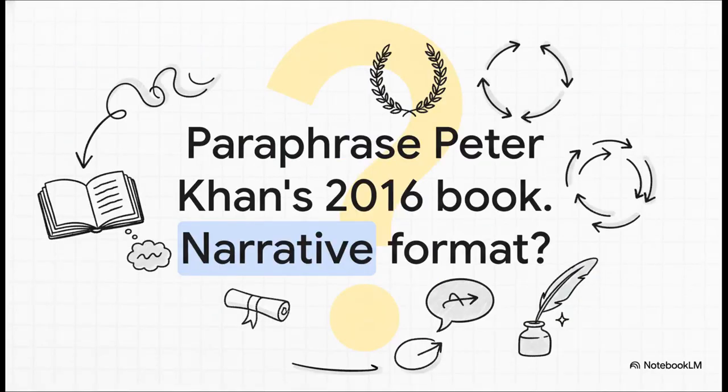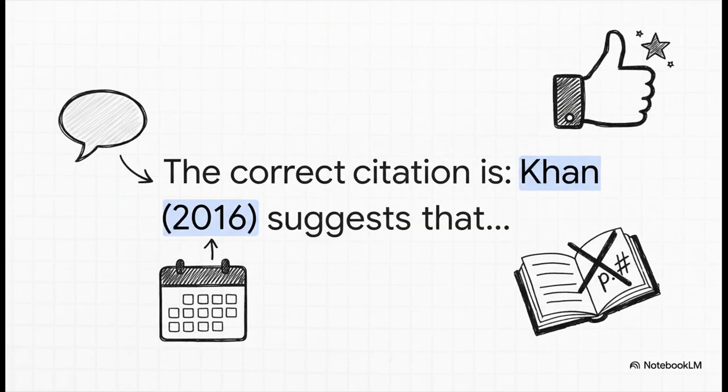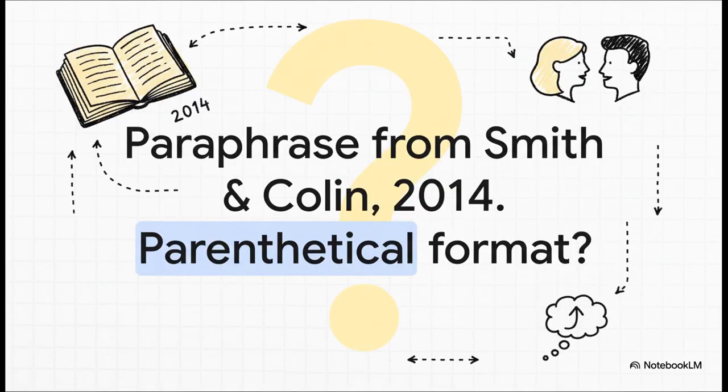This time you're paraphrasing, not quoting. The author is Peter Kahn, the book's from 2016, and you want to use his name right there in your sentence. That's the narrative style. What does that look like? You got it. Kahn's name is part of the sentence, so the year, 2016, just goes right in parentheses after his name. And because it's a paraphrase, no page number needed. Nice work. Okay, last one.